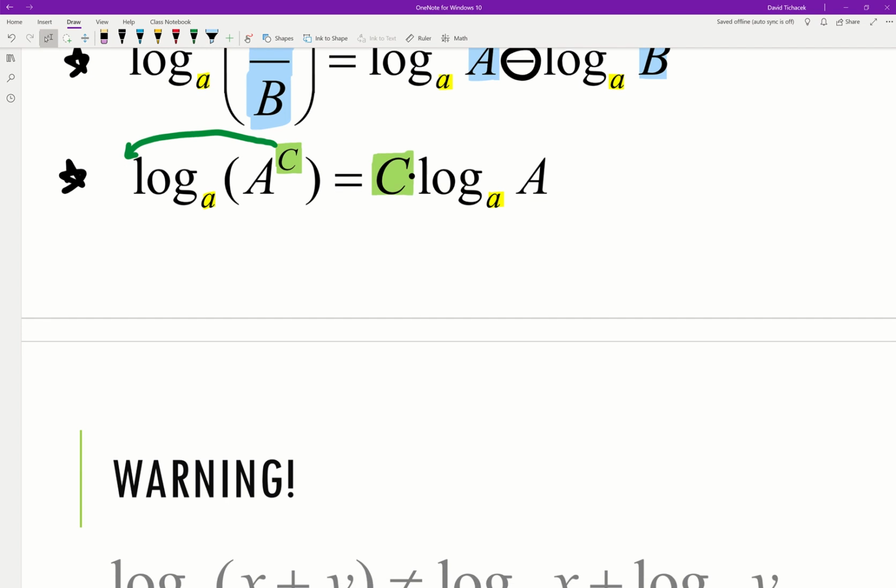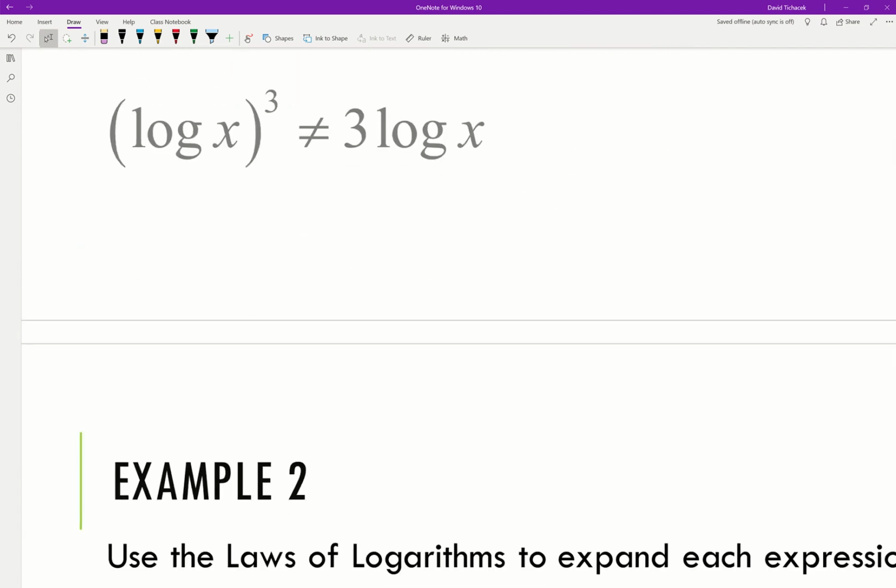What we would need is for the input to be raised to the power of c in order for us to go ahead and write that out in front. Okay, so a couple of non-properties there.